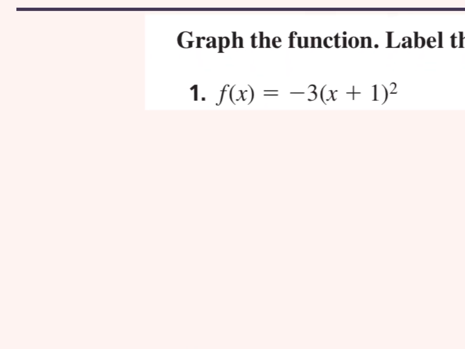So this is in vertex form, so we can clearly identify our vertex. Remember, our vertex is what we're adding inside and what we're adding outside, but we always change the sign of h. So what would my vertex be here? What am I adding inside? 1, but we would change that to be negative 1 because we changed the sign of h. What am I adding on the outside? Am I adding anything on the outside? Nope. So negative 1 comma 0.